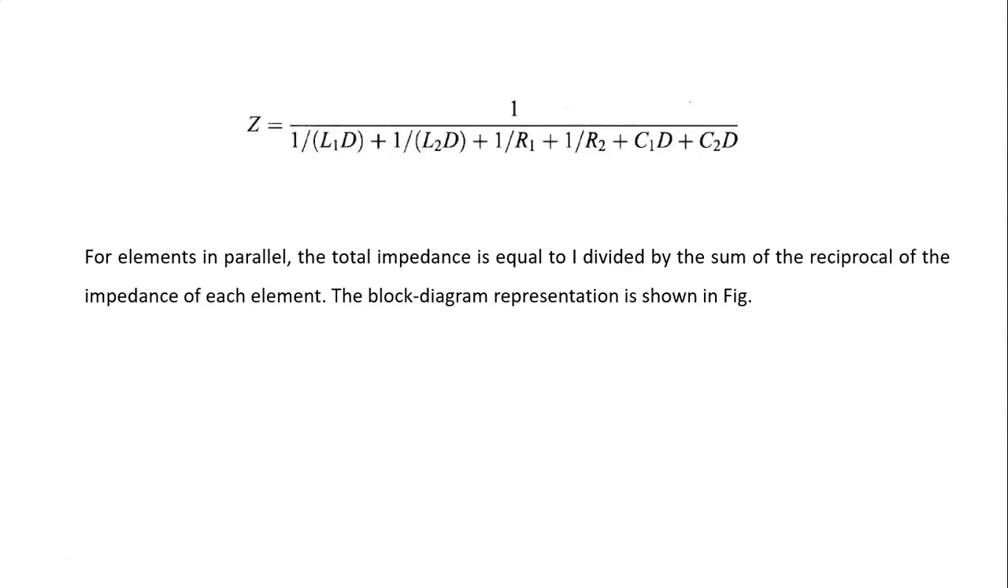Therefore, E is equal to ZI, which is how to read this block diagram: E into 1 upon Z is equal to I. Now, based upon these two rules, that is the series rule and the parallel rule, we will solve the problems.